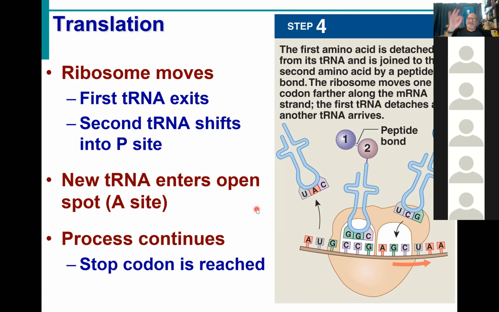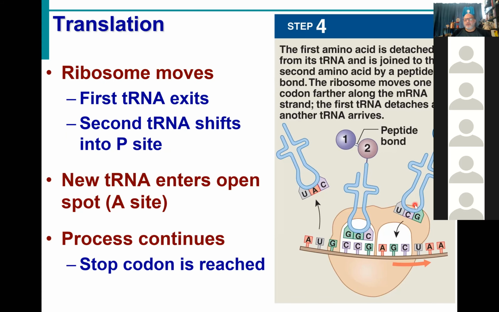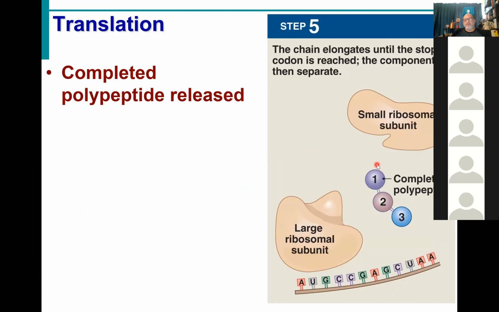until something different happens. That something different is a stop codon. When that stop codon comes in, it brings a water with it. That breaks the final bond and the whole thing disassembles.